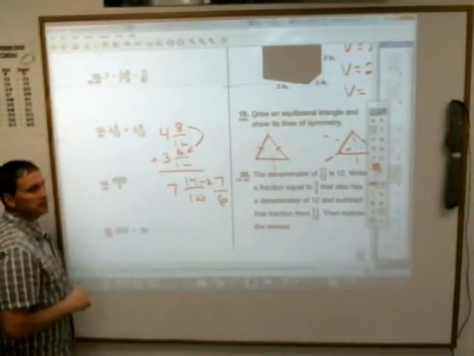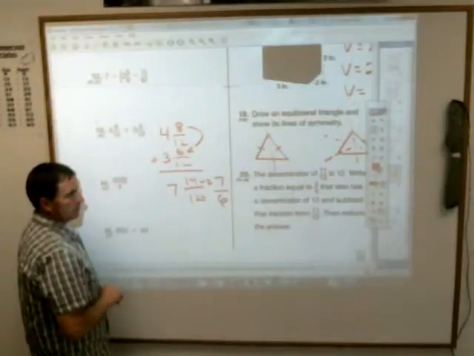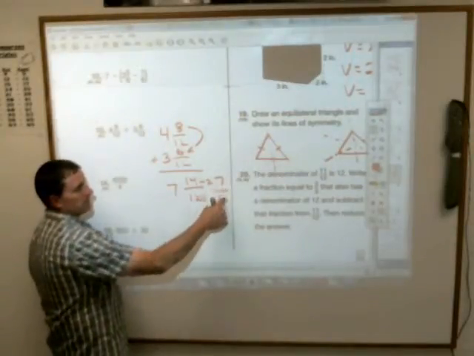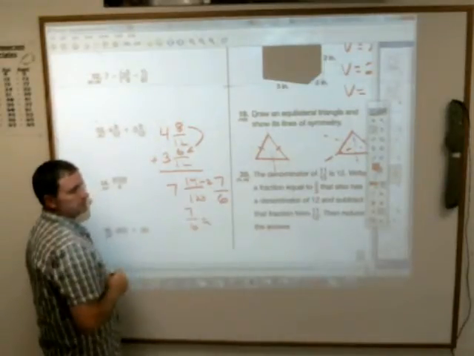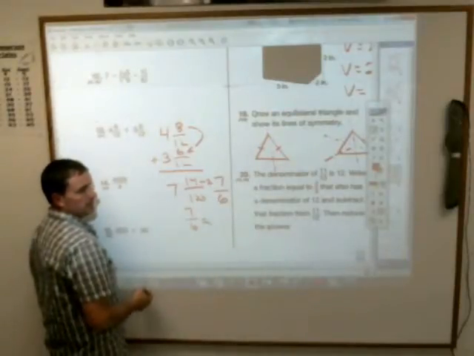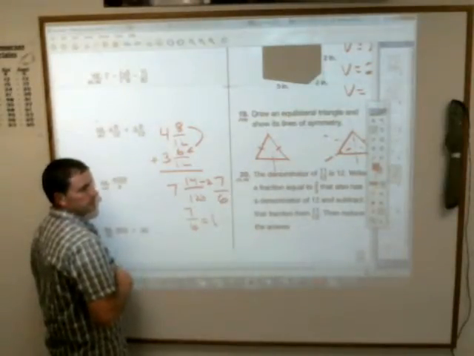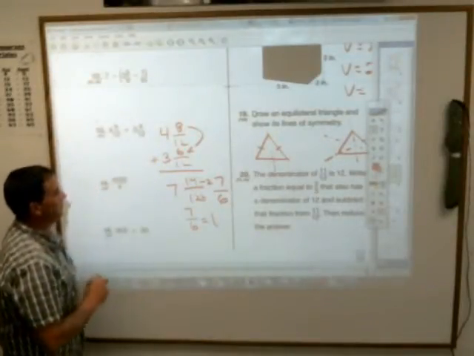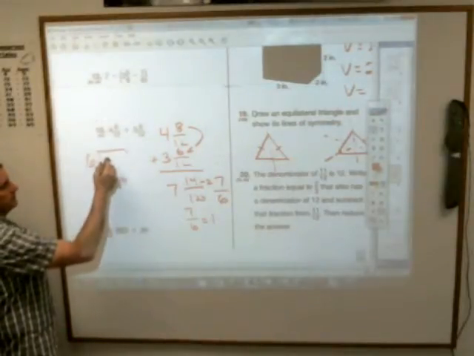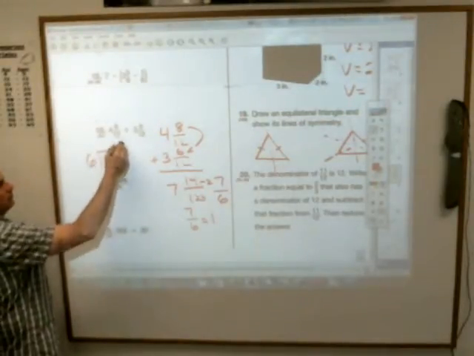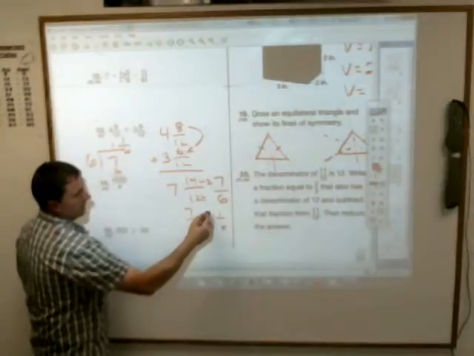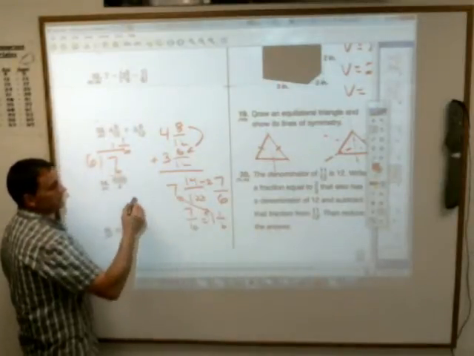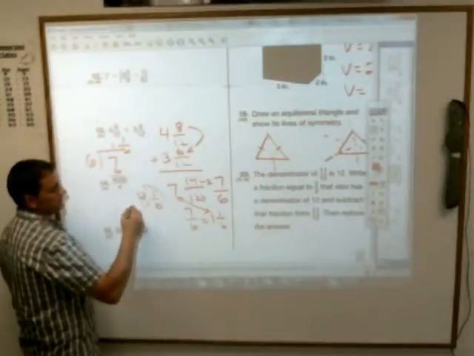Now, what does 7 over 6 change to? What is 7 over 6 as a mixed number? How many times is 6 going into 7? 1. With what left over? And if you have to do the problem like this, go 6 into 7. It goes in once, what's left over? 1. So you get 1 and 1/6 for this. And then you have to add the 1 to the 7. Put the two whole numbers together. Your answer should be 8 and 1/6.